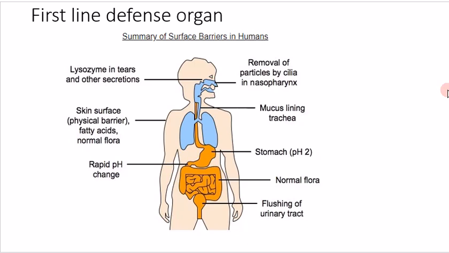The other thing is the large intestine has a normal flora, meaning a lot of germs, bacteria particularly, that live in the large intestine. Now in case there are foreign germs that come in, these normal flora will attack and destroy them. So that is one of the advantages of having those beneficial microbes in our large intestine.